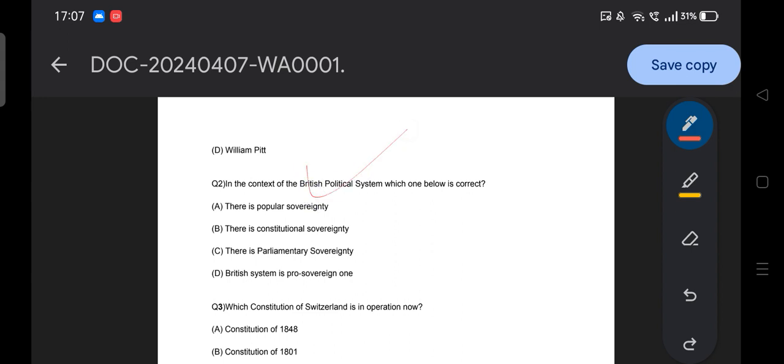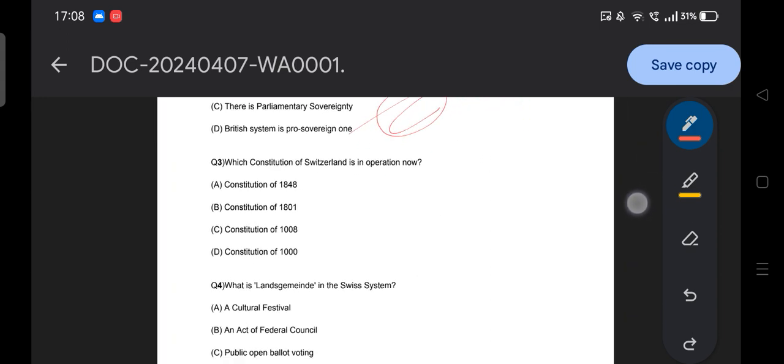In the context of the British political system, which one below is correct? Option A, popular sovereignty. B, constitutional sovereignty. C, parliamentary sovereignty. D, the British system or pro-sovereign one. So what is the answer of this question? In the British political system, there is parliamentary sovereignty. Okay, we will discuss it, but first we need to understand what parliamentary sovereignty in Britain is. That is the main thing here. Then moving to the next.